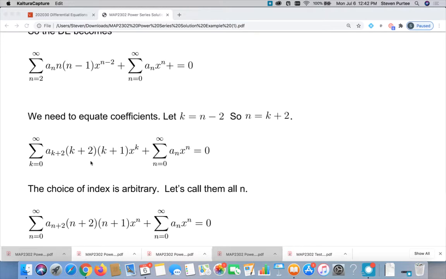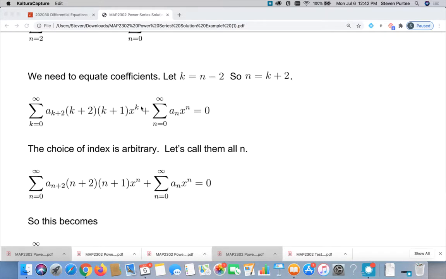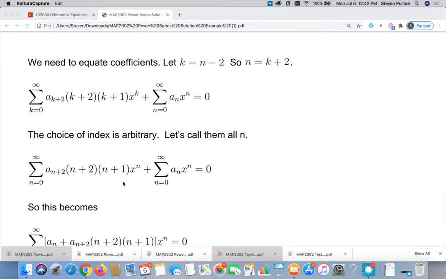The choice of what letter I use for my index is arbitrary. I could call these both k's or both n's. So now I'm going to rename. I know this looks weird, but I just said k is n minus 2. Now I'm going to replace k's with n's. And I know that sounds weird. It sounds like we're kind of backtracking, but we're not. It's okay. We're allowed to do this. So now I'm going to replace all these k's with n's.